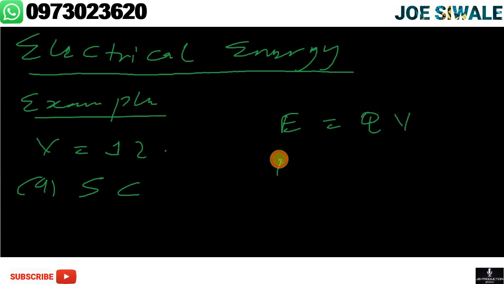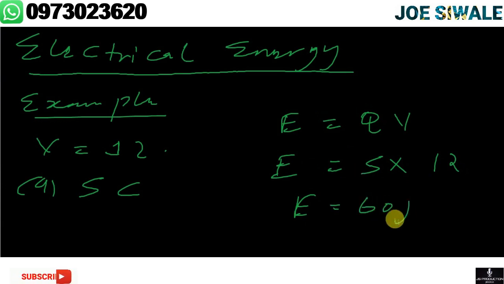QV, and I know my Q, that's my charge, so I know that's 5, multiplied by the voltage, that's 12. So 5 multiplied by 12, that's 60 joules. So that's my answer for (a).